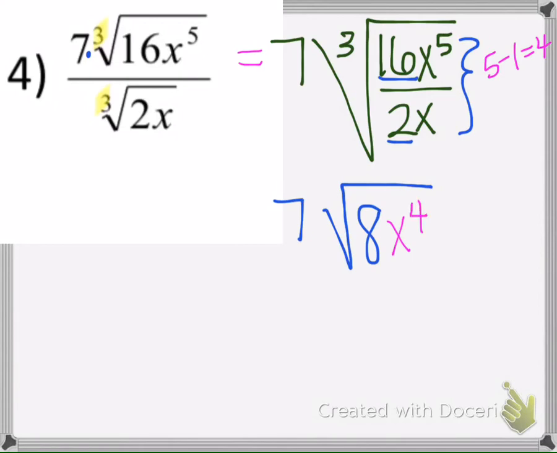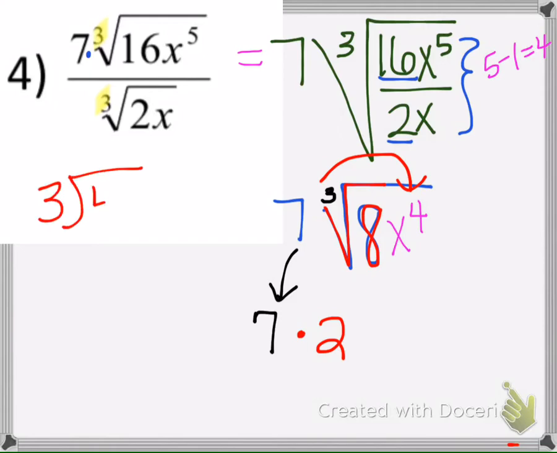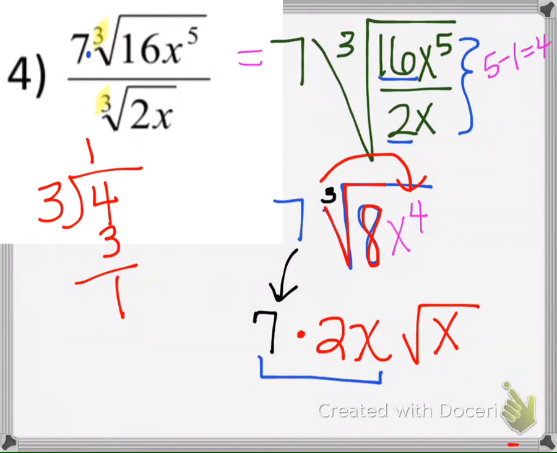And now to simplify this, remember this was a cube root. So this 7 is going to get brought down. So this is asking us what the cube root of 8 is. So what times itself 3 times is 8, and that would be 2. And then 3 goes into 4 once, so you're going to have an x out here. And there will be 1 left inside. So putting that together, we would have 7 times 2x is 14x, rad x.